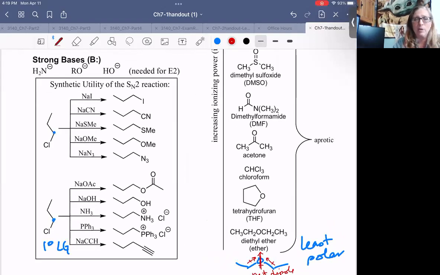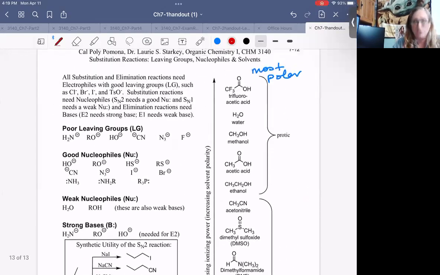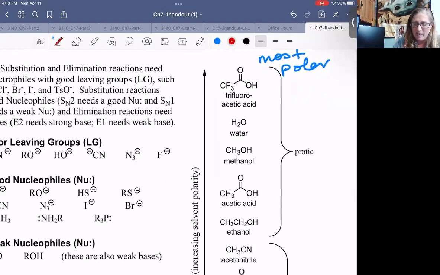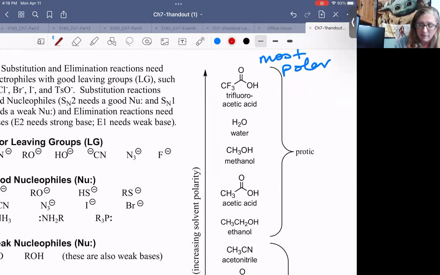And that is critical because they're going to help stabilize charges. When you think about the mechanisms we've seen, almost every single mechanism has charges, maybe in our starting material, maybe in our products, maybe we have carbocation intermediates. There's charges all over the place. So typically we use polar solvents, but we can have ones that are even the most polar, or all the ones that are up here.